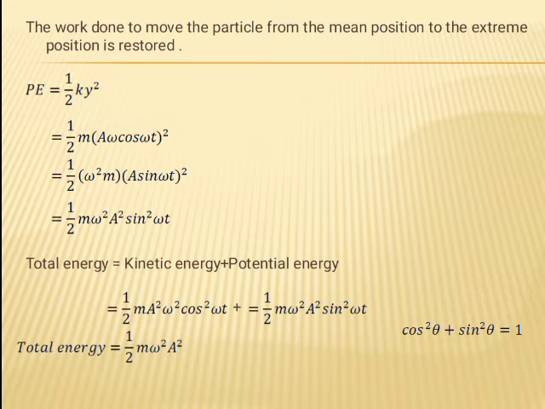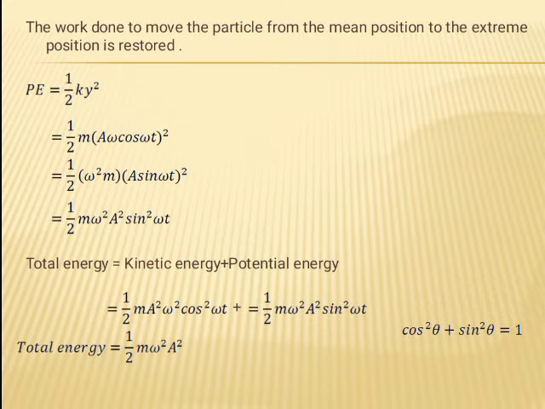What is common? I told you half m a square omega square is common. And now what would happen? What is remaining? Cos square omega t, sin square omega t. And there's a formula in your trigonometry, that is cos square theta plus sin square theta is equals to 1. Here omega t is considered to be theta, and following this formula I would consider that to be 1.